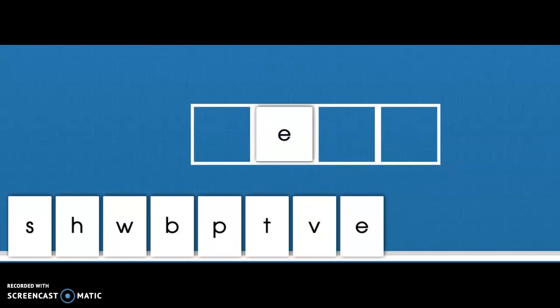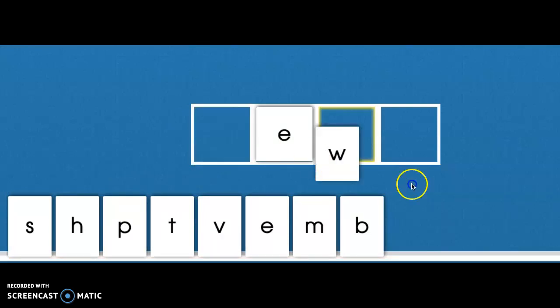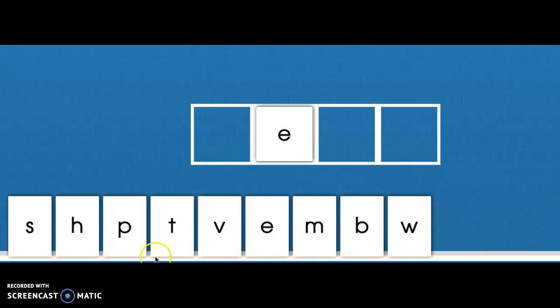I forgot to grab it from down below. E. Me. What if I take that M away? Oh, and I put a B. B. Yay. What if I take the B away and I put a W? That's right. It's we. Gonna take the W away and I'm gonna put a H.